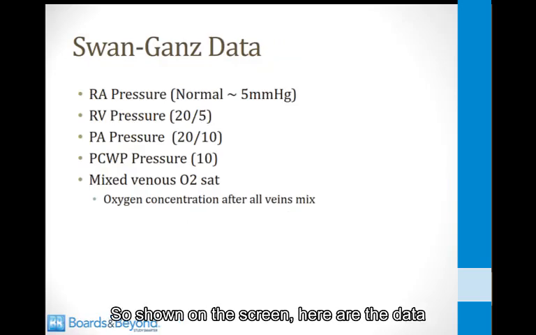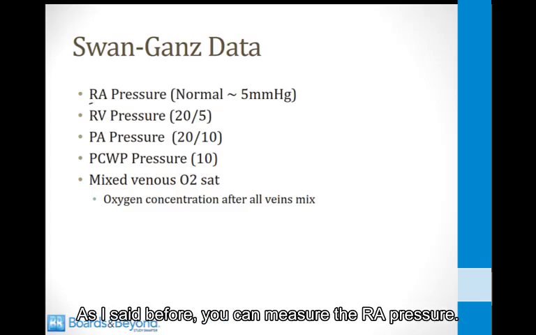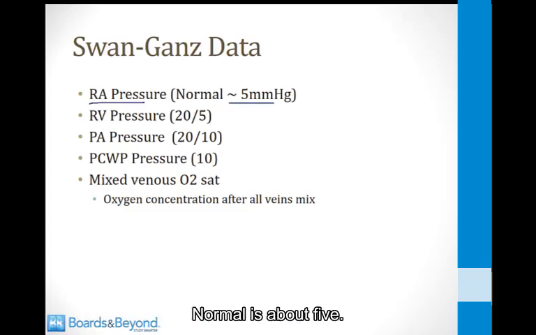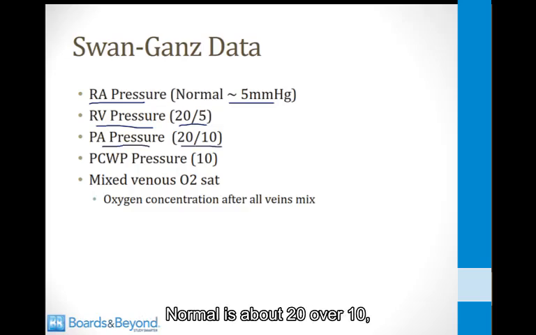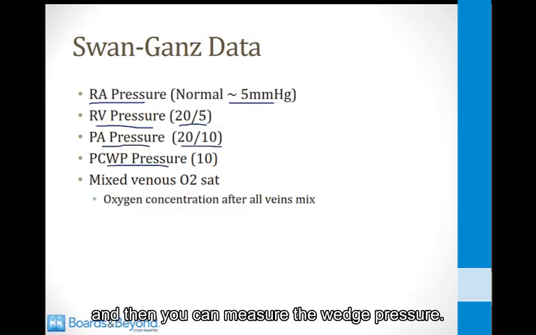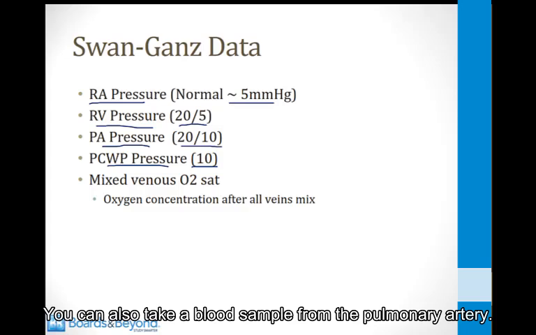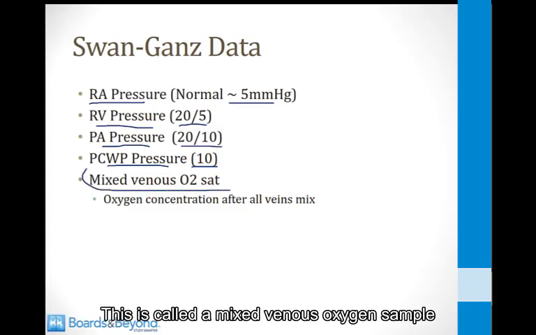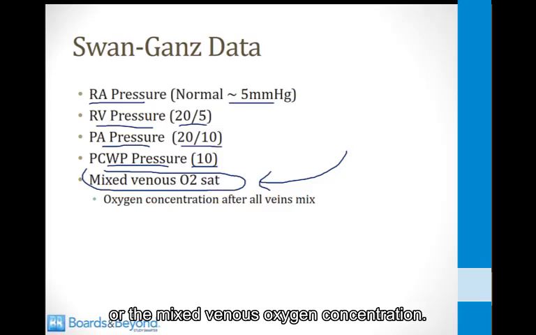So shown on the screen here are the data that you can get from a Swan-Ganz catheter. As I said before, you can measure the RA pressure, normal is about 5. You can also measure the RV pressure, normal is about 20/5. You can measure the PA pressure, normal is about 20/10, and then you can measure the wedge pressure, and normal is about 10. You can also take a blood sample from the pulmonary artery. This is called a mixed venous oxygen sample, and measure the mixed venous oxygen saturation or the mixed venous oxygen concentration.